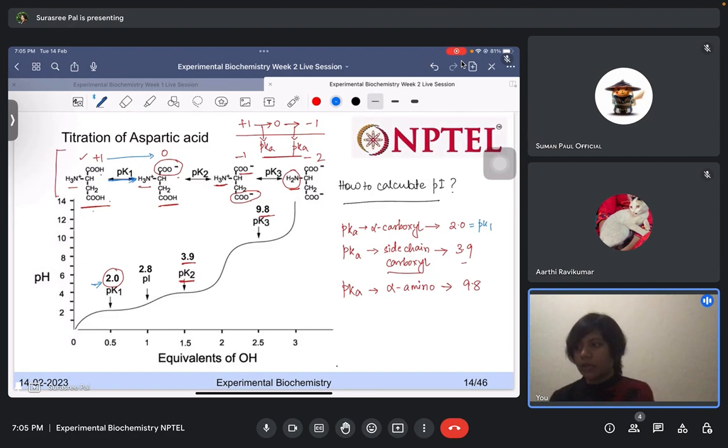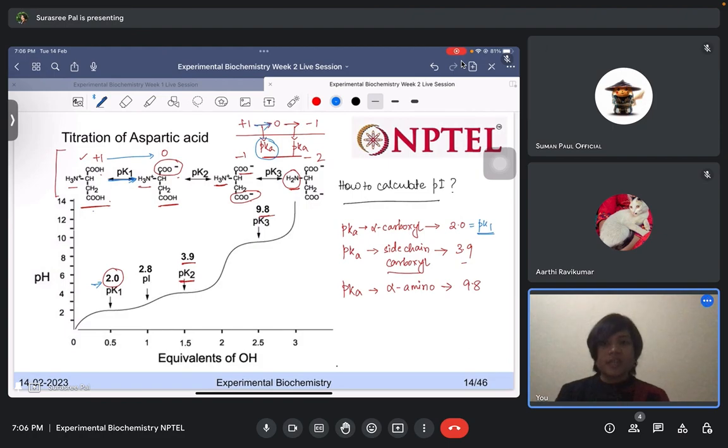So what did I tell you? That you have to consider the pKa which is responsible for changing the charge of the molecule from +1 to 0 first. So the first pK which will come into consideration here is the pK which is responsible for changing the charge of the molecule from +1 to 0. So what is the pK here? That is pK1, which is 2. Tell me if I am right. Okay. Alright. So that is the pK1.